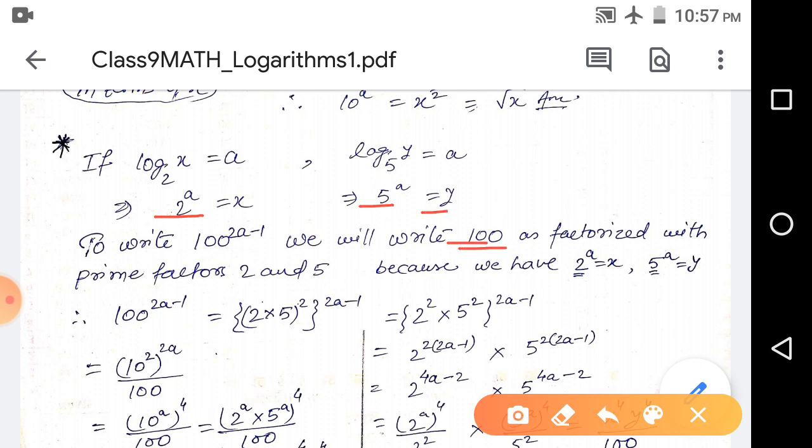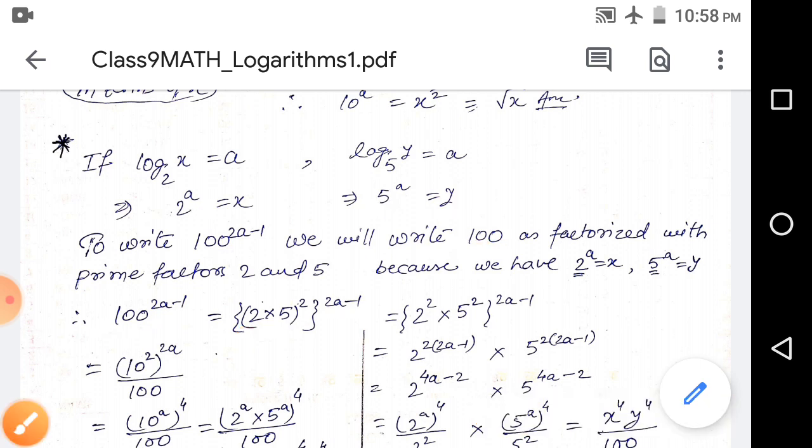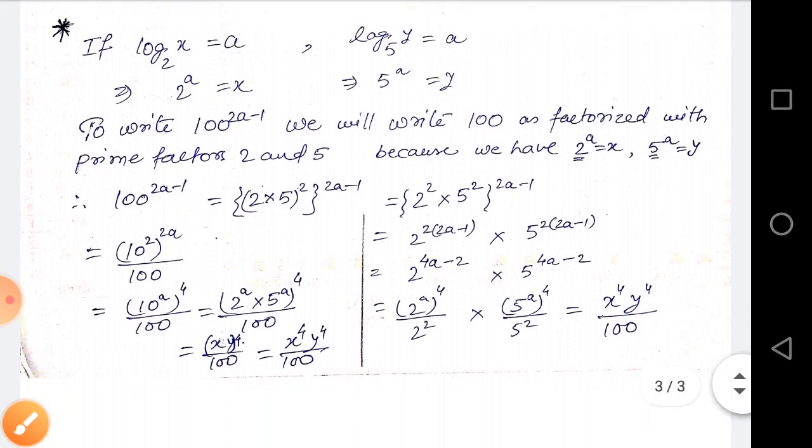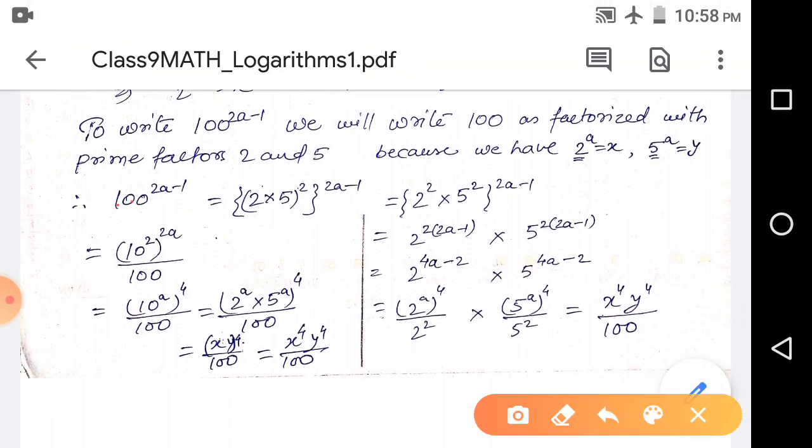So this 100 can be written with the factors 2 and 5. See, this 100 is written here 2 into 5. 2 into 5 means 10, and this 100 means 10 square. So this is (10 square) whole to the power 2a minus 1. Now see this one. Two methods are used here. I have explained, I'm going to explain only this. So this 100 means 10 square. 2a minus 1 is there. So in power it is minus 1. So 100 to the power minus 1 means divided by 100.